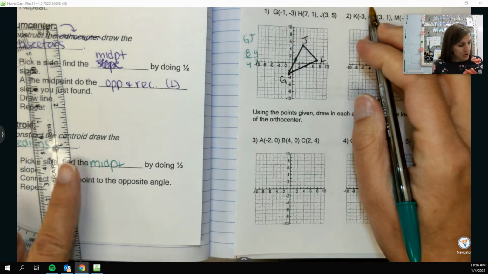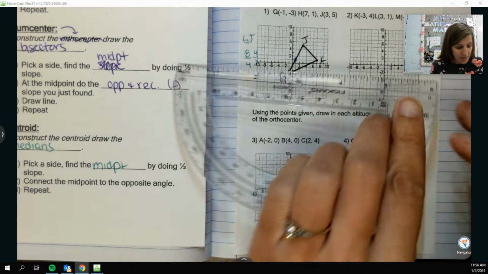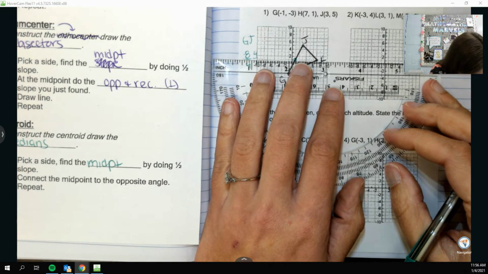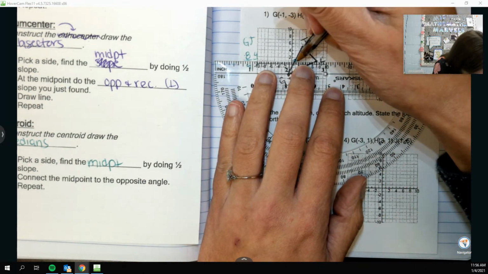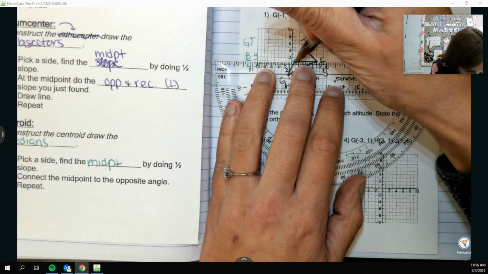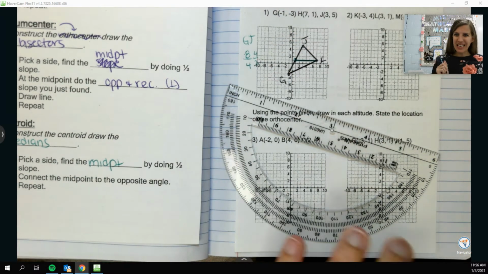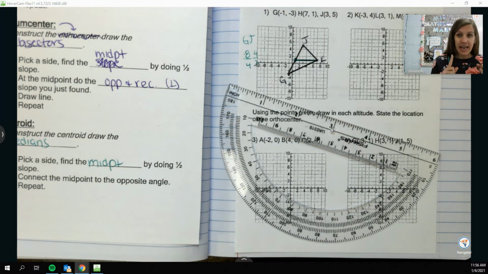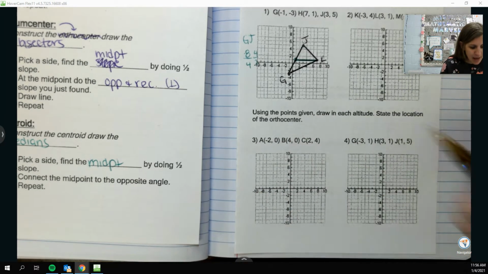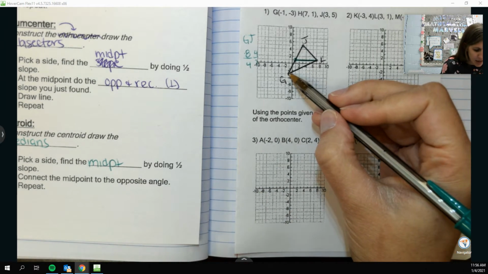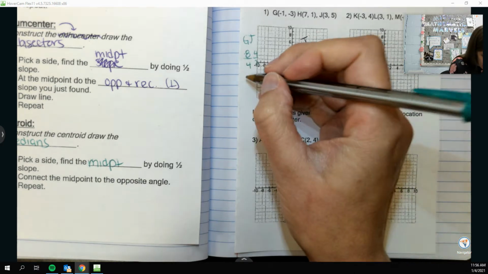And again, when I'm doing a median, I just connect the midpoint to the angle across, which the angle across is K. So that's just that nice horizontal line right there. Super nice. Okay, I need to do it one more time because I need to find out where they cross each other. So maybe I'll do JK.